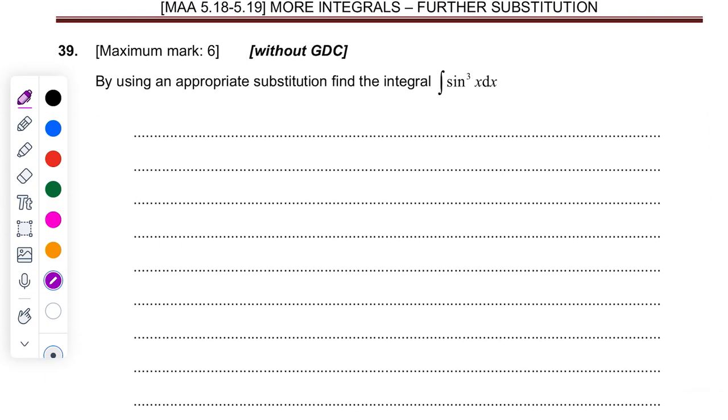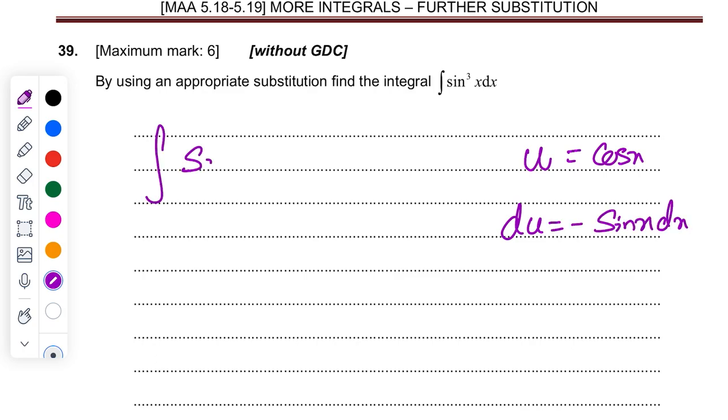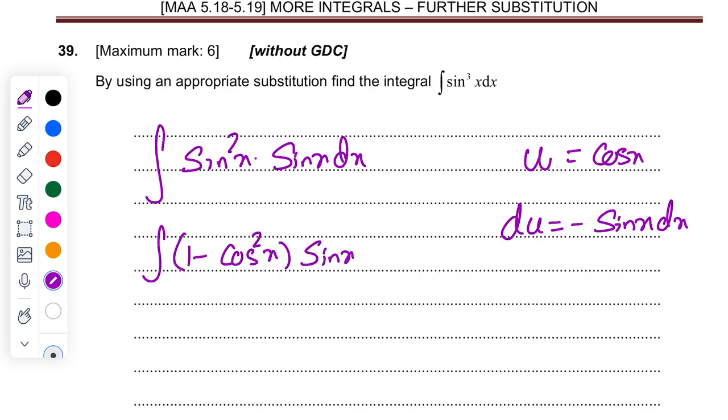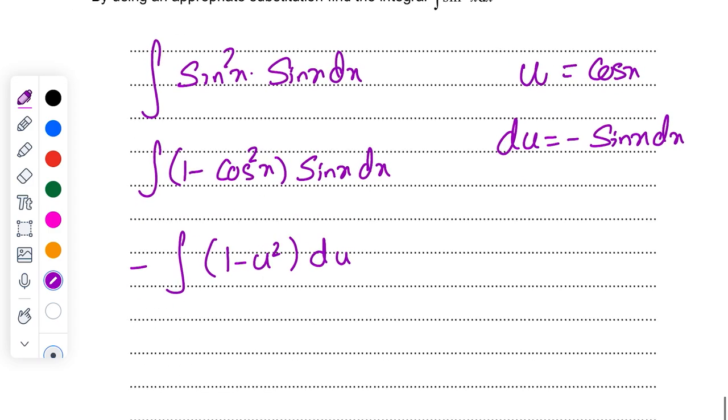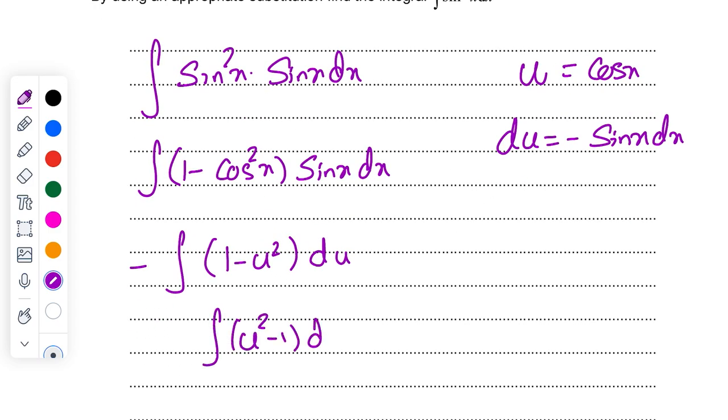By using an appropriate substitution, find integral of sine cube x. So what is the substitution I'm going to use? u equals cos x. So du equals negative sine x dx. So sine cube x can be written as sine square x times sine x dx. Sine square x can be written as 1 minus cos square x times sine x dx. So it becomes 1 minus u square. Sine x dx is minus du. So it becomes u square minus 1 du, which becomes u cube by 3 minus u plus c. So which is cos cube x by 3 minus cos x plus c.